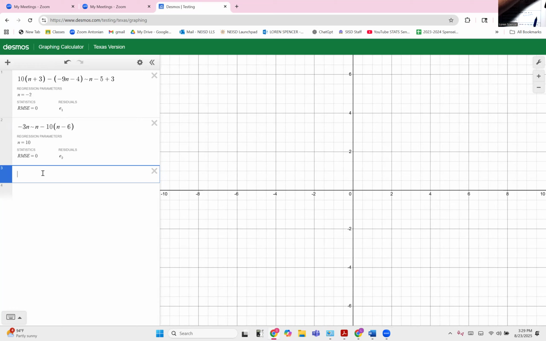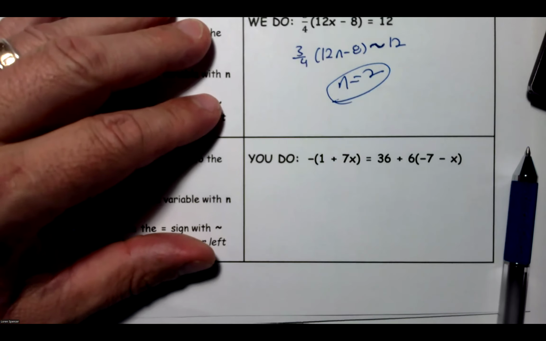3/4, we're going to have to arrow over, and then we're going to press 12 n minus 8, close those parentheses, shift tilde or squiggle, 12. And I get an answer of n equals 2 right here. Stop share. Let's go back.